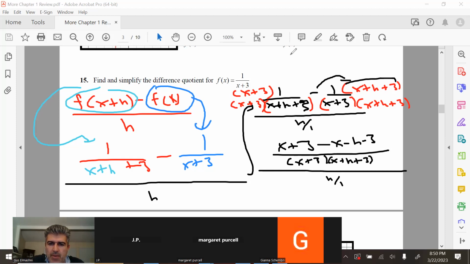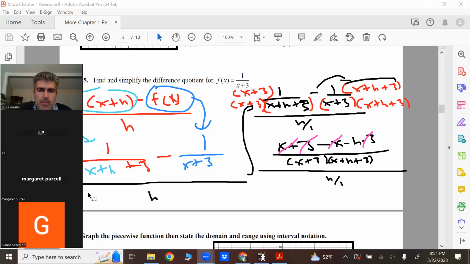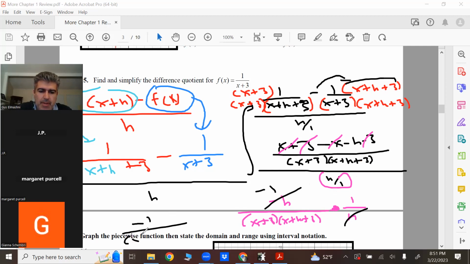Now, fortunately, things cancel out very nicely. The x cancels this x, the 3 cancels out negative 3. So now it looks like this. I'm going to move my video box here. So you have a negative h up top, x plus 3 times x plus h plus 3. And then this flips over to become 1 over h because you're dividing by it. And those h's cancel, of course. But because you had a negative h up top, that becomes negative 1, and that's your answer. The answer is going to be negative 1 over x plus 3 times x plus h plus 3.